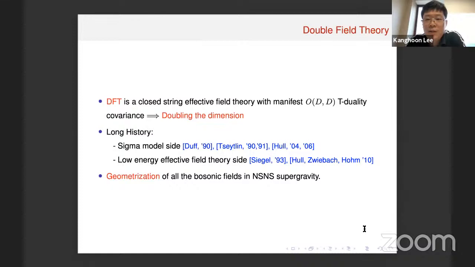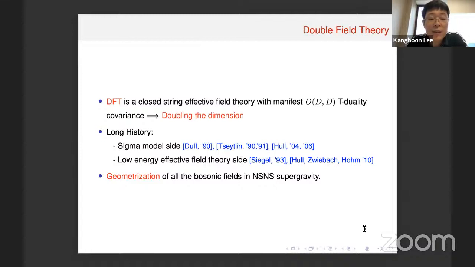So double field theory is the closed string effective field theory. Basically, this is gravity, supergravity, and we have an additional structure, O(D,D) duality covariance. The direct consequence of this O(D,D) covariance is that we have to double the space-time dimension. It does not mean that we are in a doubled space-time, but we have to add an additional constraint to halve the degrees of freedom. That's called the section condition.